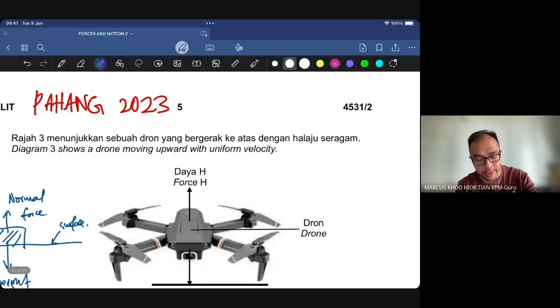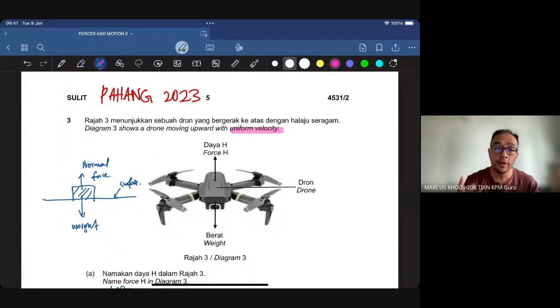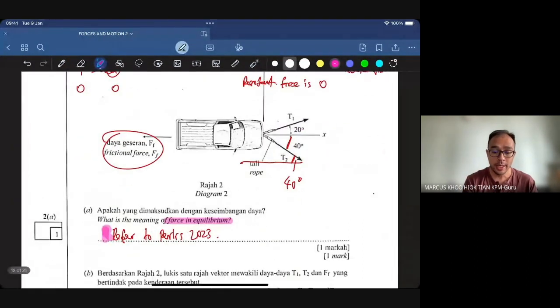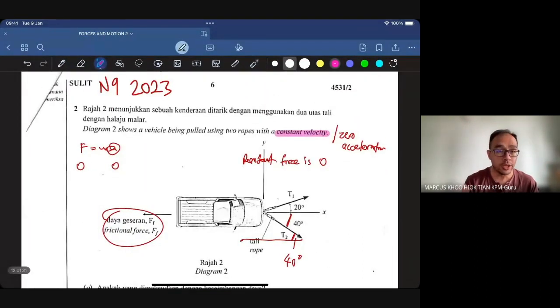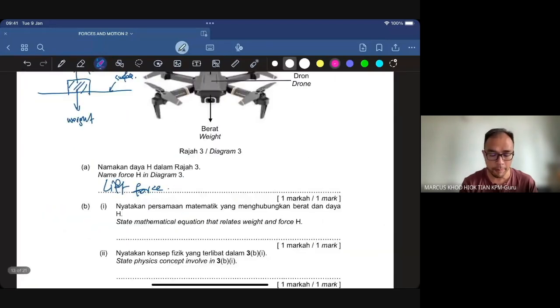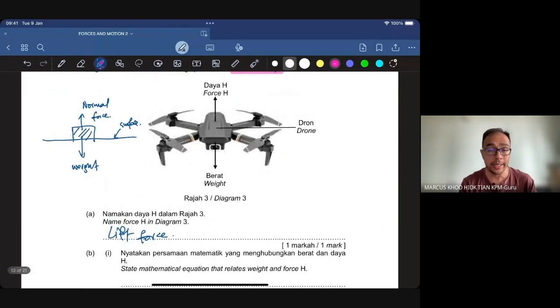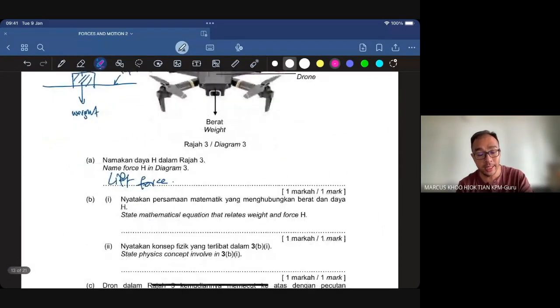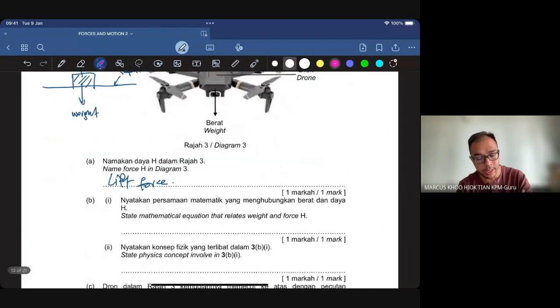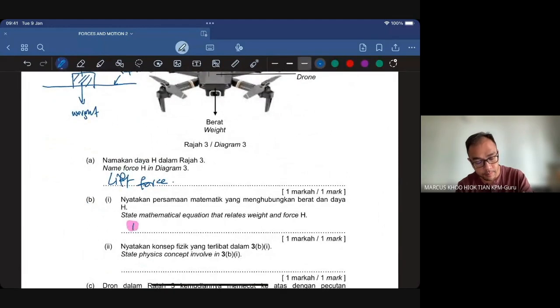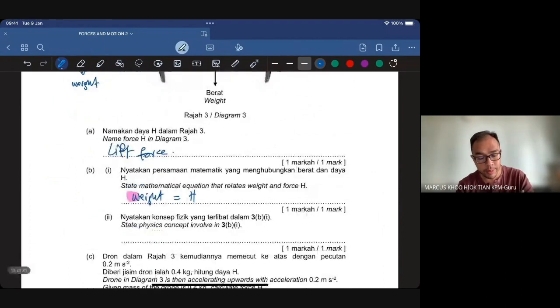Another thing to point out is that we are talking about uniform velocity, same situation as you did just now. Uniform velocity means equilibrium of forces, because zero acceleration, resultant force is zero. So state the mathematical equation that relates the force weight and H. Since it is in equilibrium because of uniform velocity, the weight equals H. Why? Because this one is forces in equilibrium.